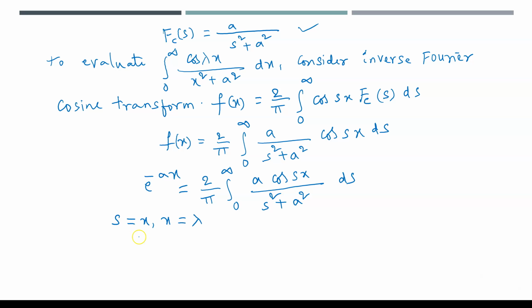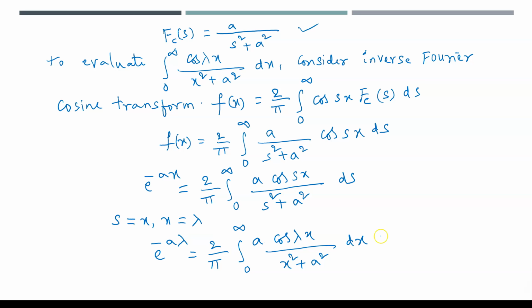Okay. So here we get e power minus a lambda equal to 2 by pi integral 0 to infinity. Here s equal to x and x equal to lambda. So here a also you can take outside, or you can keep it as it is here, a into cos lambda x upon x square plus a square dx.